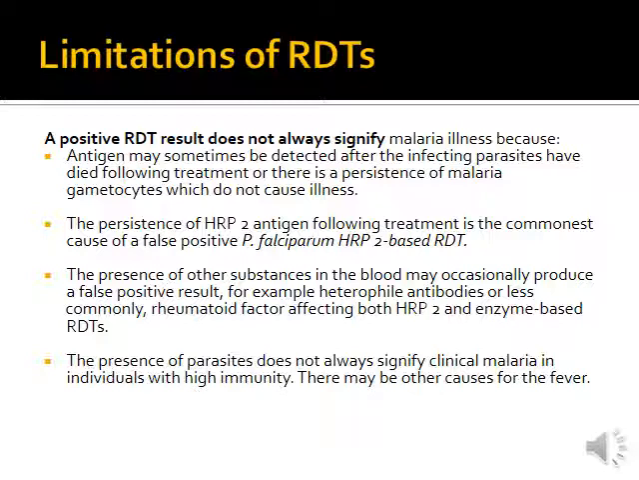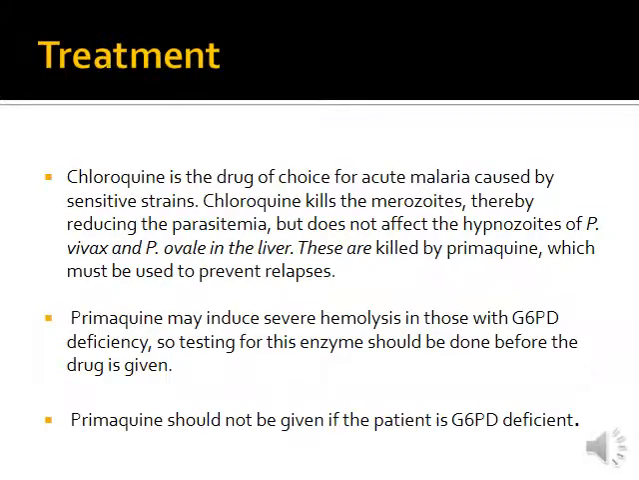For example, heterophile antibodies or, less commonly, rheumatoid factor, affecting both HRP2 and enzyme-based rapid diagnostic tests. The presence of parasites does not always signify clinical malaria in individuals with high immunity. There may be other causes for the fever. So the parasites may be there, but the immune system is keeping the parasites under control, and the test may come out to be positive, but this is not indicative of malaria. You have to look for other causes of fever.